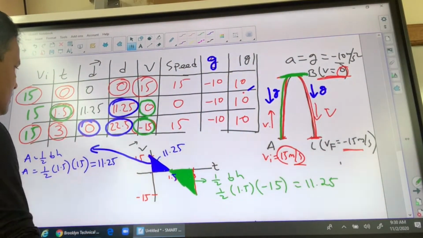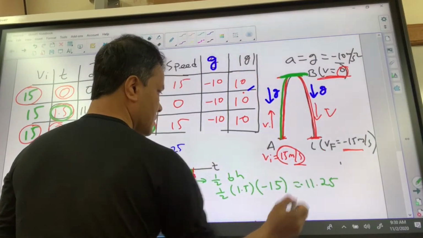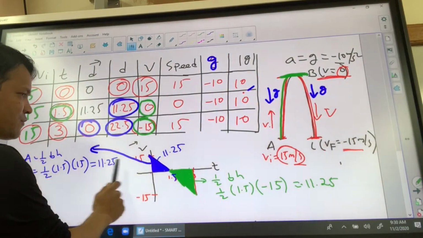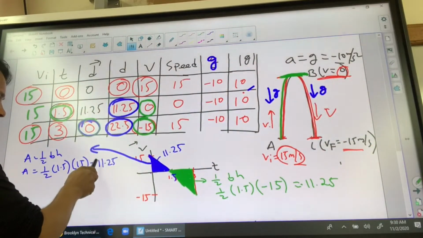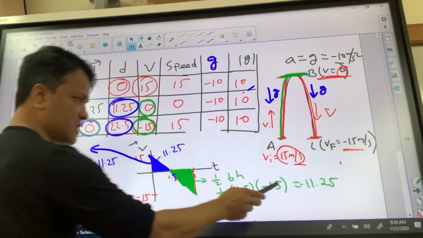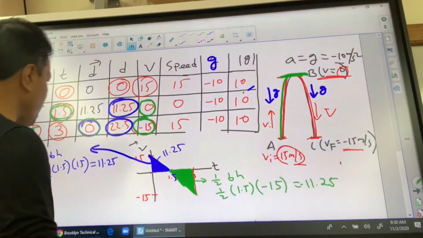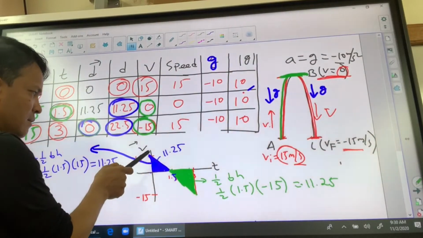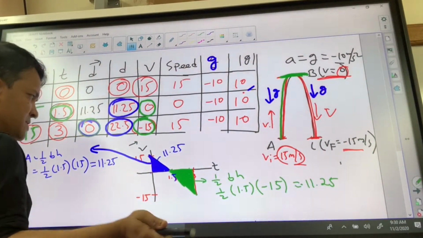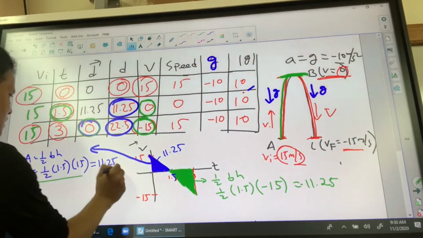So what does that mean? I forgot to put the negative. Okay. So positive 11.25, negative 11.25, displacement is 0. Since this is negative, you take the absolute value, you make it positive 11.25, and that's 22.5. That's the total distance. Total distance is blue plus green. Total displacement is blue minus green. Okay, get it?